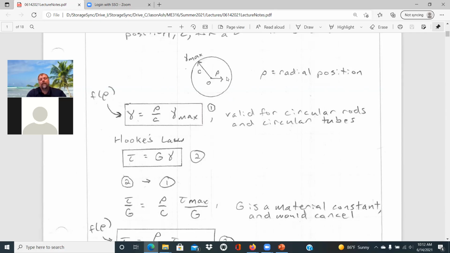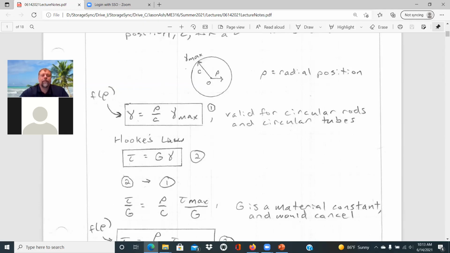And so you would have some finite value of shear strain on the inner wall of a tube, and then that would linearly increase to the maximum shear strain at that outer edge. And so this is our first relationship for our shear strain as a function of position.